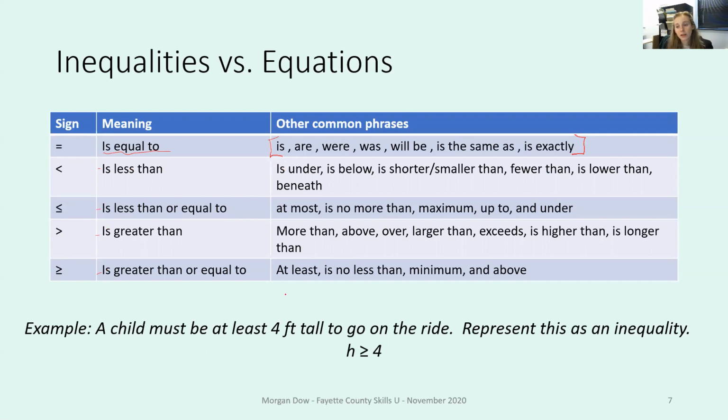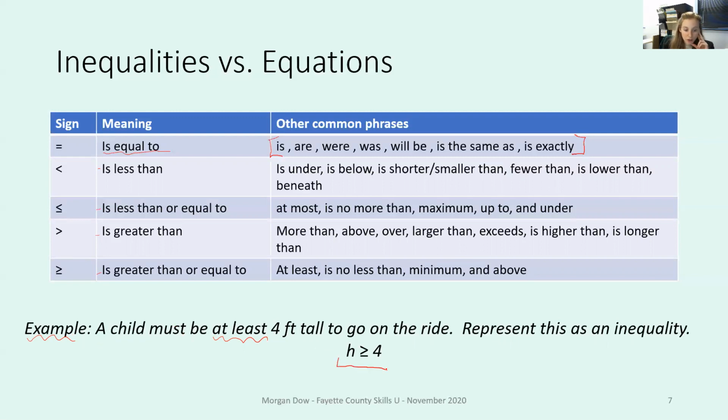So I would highly recommend that you pause the video and you copy down this table or take a picture of it, put it somewhere safe where you can refer back to it as you are working on your practice problems for this week. So let's look at the example down at the bottom here. It says a child must be at least 4 feet tall to go on the ride. Represent this as an inequality. And so I have done that right here.